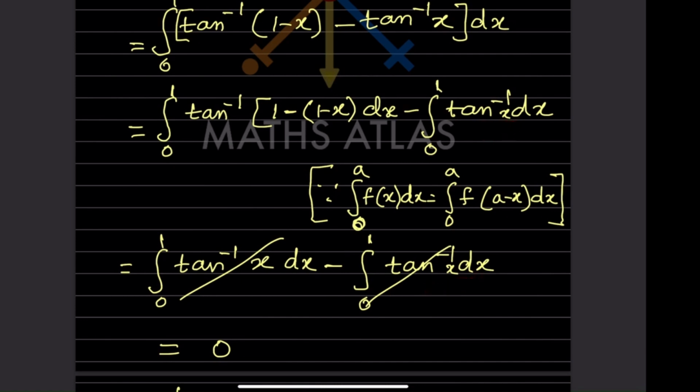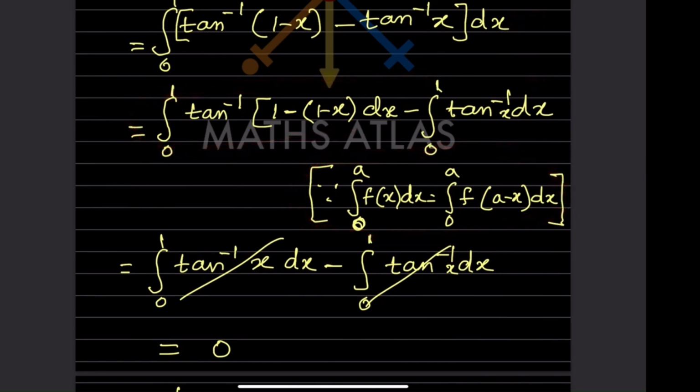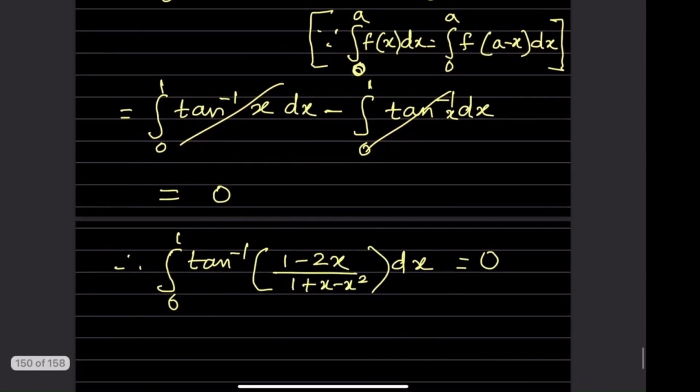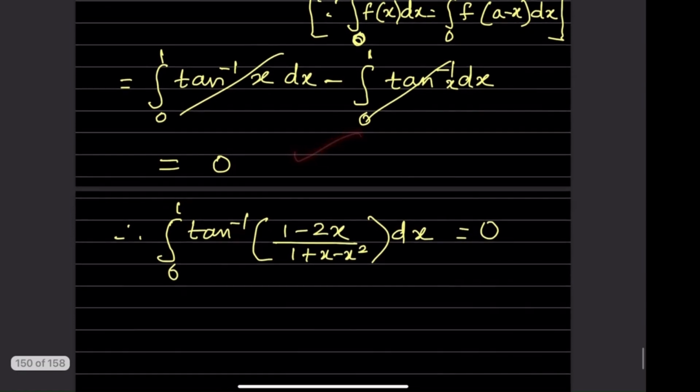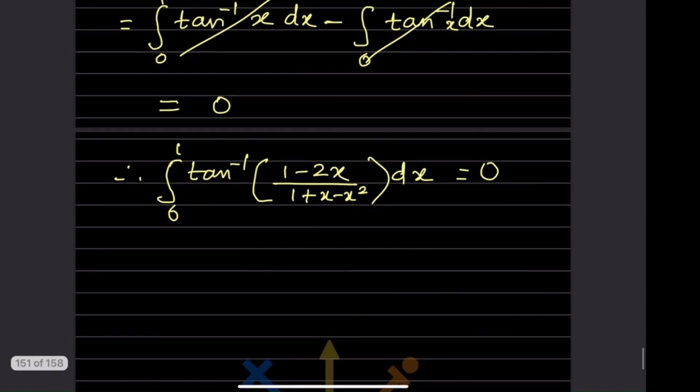So you have to concentrate on this formula. According to that, you have to rearrange this with the help of this one. Now see here, both are tan inverse x. This is plus and this is minus, so this gets cancelled. So the answer here is 0, and the original integral is equal to 0. This carries half a mark, so don't forget to write this.